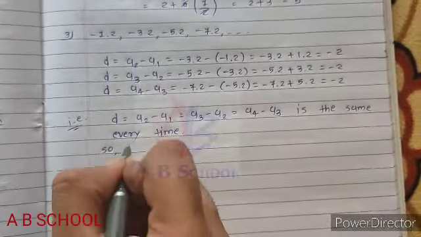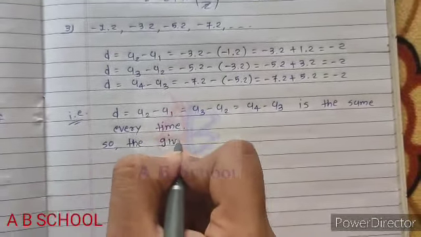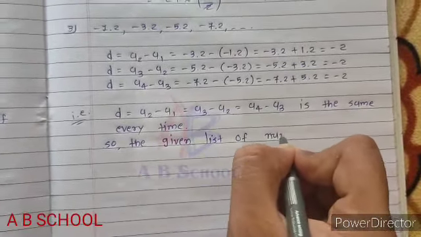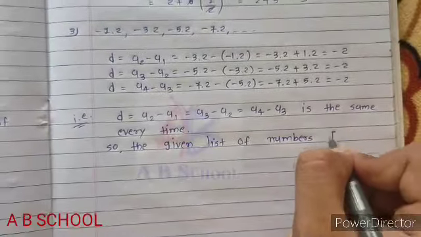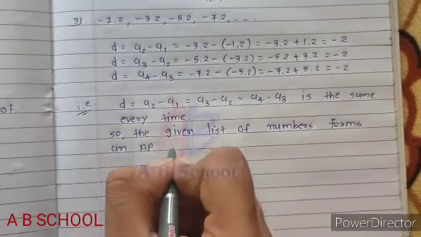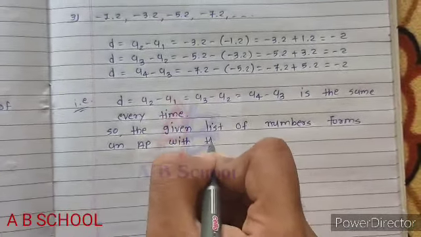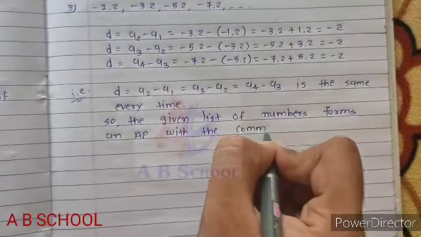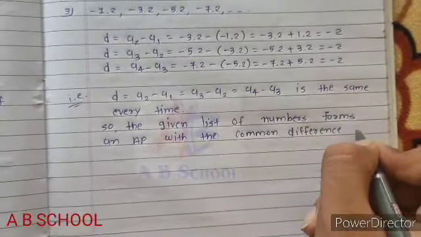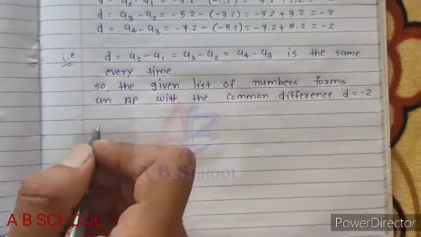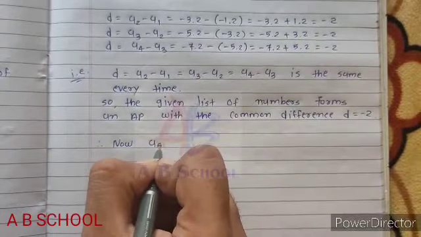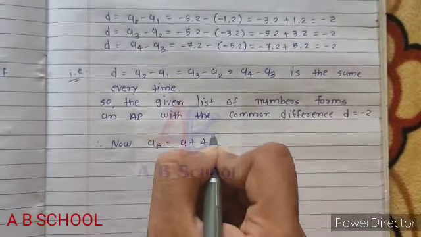So the given list of numbers forms an AP with the common difference D equal to minus 2. Now for the next three terms, A5 is equal to A plus 4D.